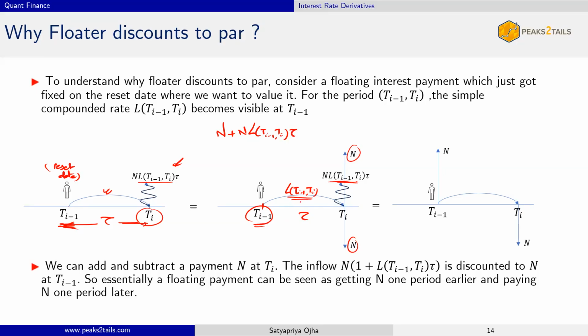L is a simply compounded spot rate. It is not continuous, because remember, in interest coupon payments it is always simply compounded. We never use continuous compounding when calculating coupon rates. They're always simply compounded. So L is a simply compounded rate based on which you get the coupon. If L is the simply compounded rate, how do I value this cash flow at T_{i-1}?